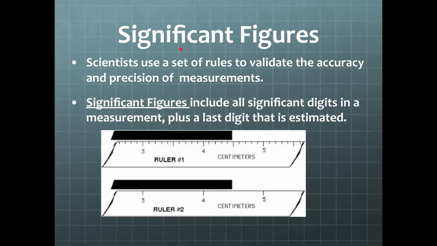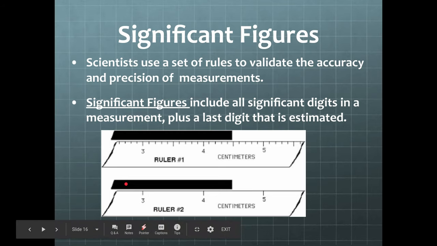What significant figures do is they tell us how accurate, precise, and valid our measurements are. And I'll explain that further with the rulers that I have here. If you look at ruler number 1 and compare it to ruler number 2, you'll notice that both rulers are measuring the same piece of tape, the same object. It doesn't really matter what that object is. But ruler 1 is clearly more accurate than ruler number 2, so the measurement we get from ruler 1 is going to be better than the measurement from ruler number 2.